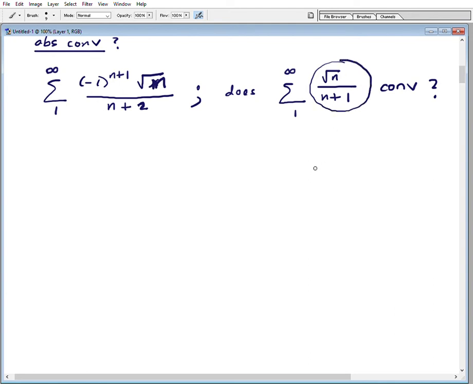What could we compare this with? Remember, we could compare this with, just take highest power on top, highest power on bottom. So we would compare this with the following series, square root n over n, which is equal to, multiply top and bottom by square root n, it's 1 over square root n.